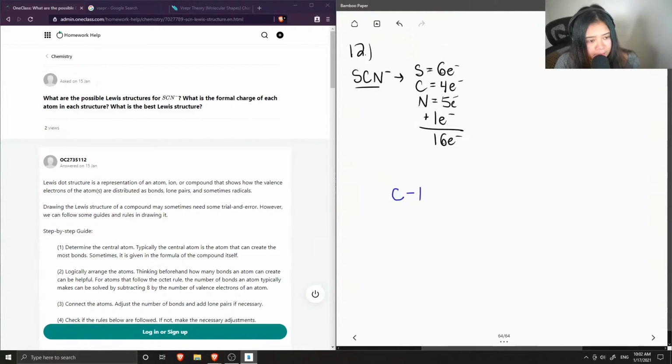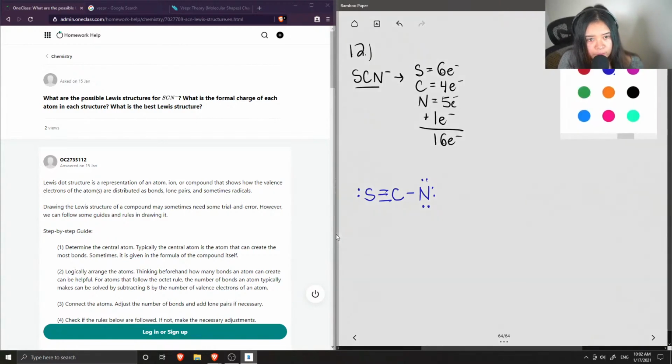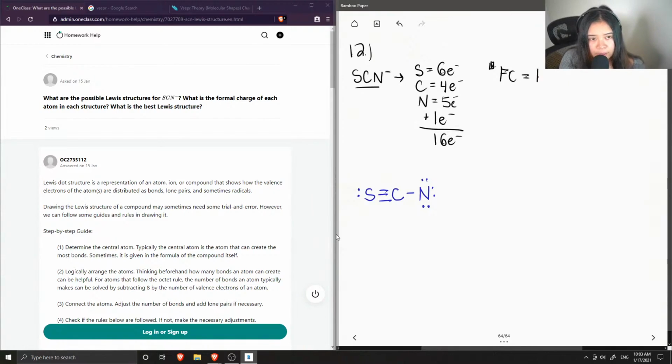And then let's see all the different structures we can obtain. So you could have a triple bonded sulfur and a single bonded nitrogen. And I'm going to write the equation for formal charge up here. So formal charge is equal to the number of valence electrons minus the number of non-bonded electrons, so these are all the electrons in the lone pairs, minus the number of bonded electrons divided by 2.